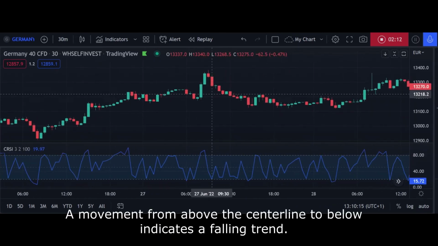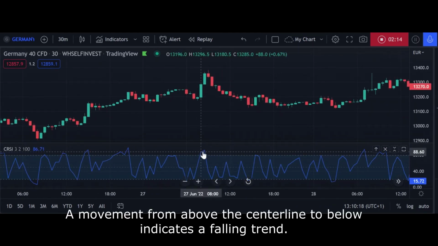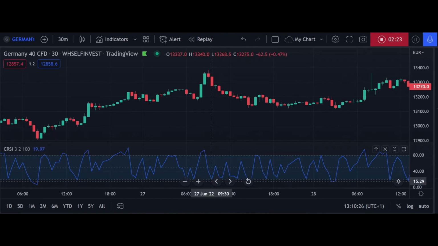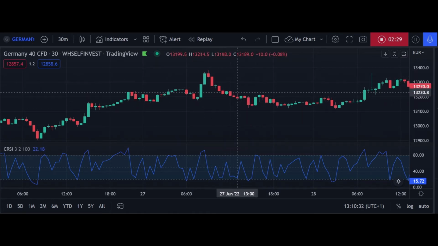A movement from above the centerline to below indicates a falling trend. A falling centerline crossover occurs when the RSI value crosses below the 50 line on the scale, moving towards the 30 line. This indicates the market trend is weakening in strength, and is seen as a bearish signal until the RSI approaches the 30 line.